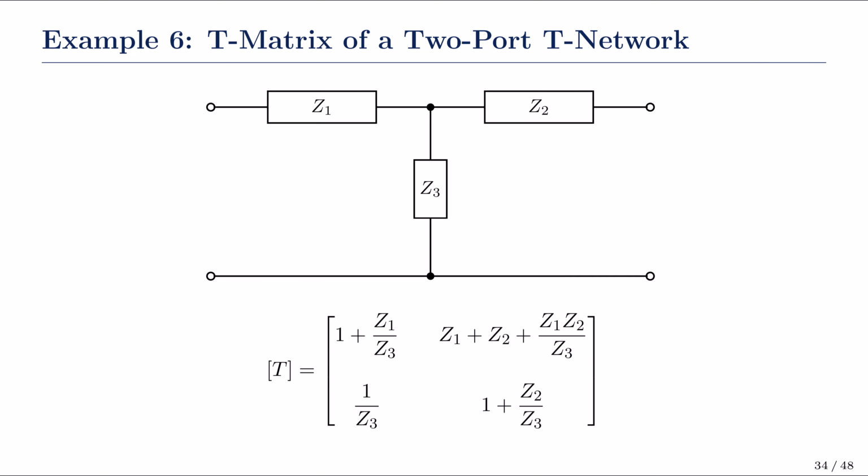This slide summarizes the final transmission matrix of the T network together with its circuit representation. Notice the duality between the T and pi configurations. For the T network, the series arms are described by impedances, while the central shunt branch is represented by the reciprocal of Z3. The final matrix provides a compact expression that can be used directly in subsequent network analysis.